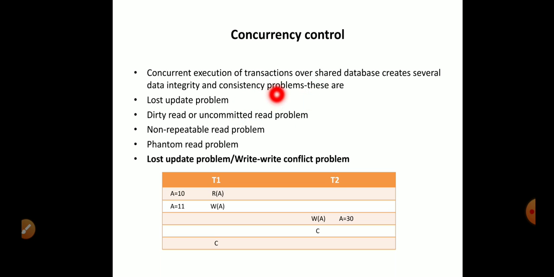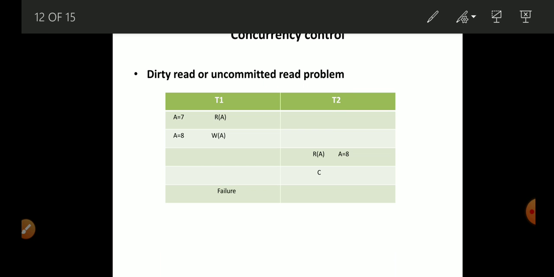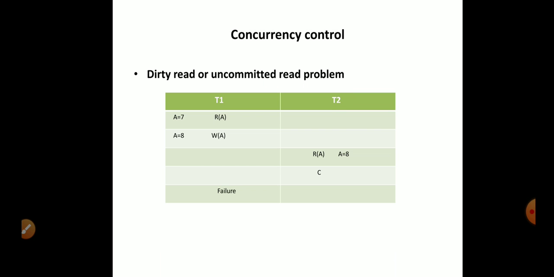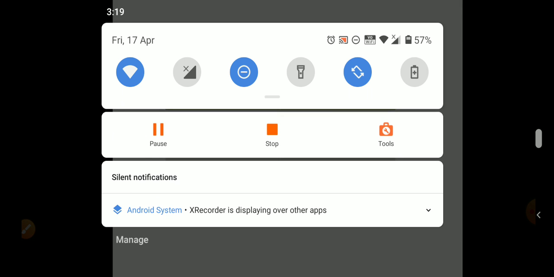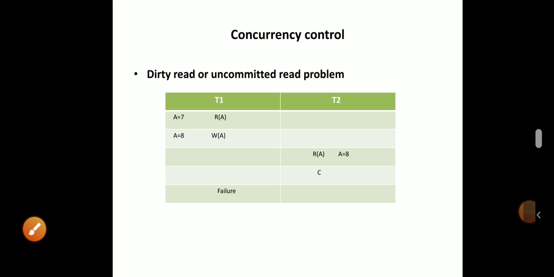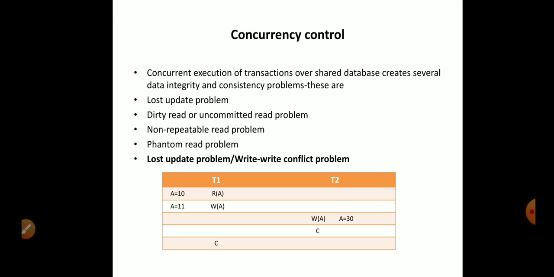So the concurrent execution of transactions over a shared database will create several data integrity and consistency problems. Let me tell you the problems one by one. The problems are: lost update or write-write conflict problem, dirty read or uncommitted read problem, non-repeatable read problem, and phantom read problem. So first, lost update problem or write-write problem.